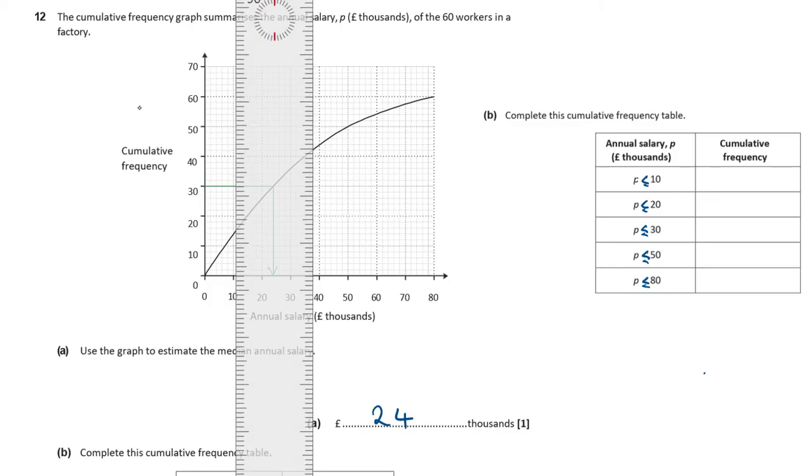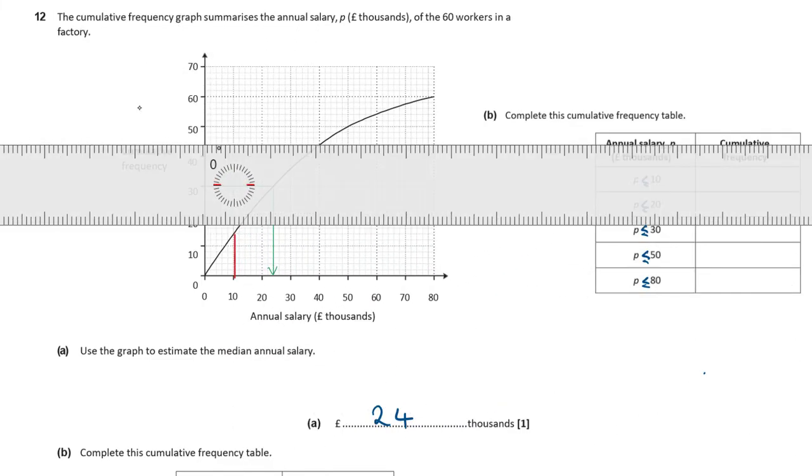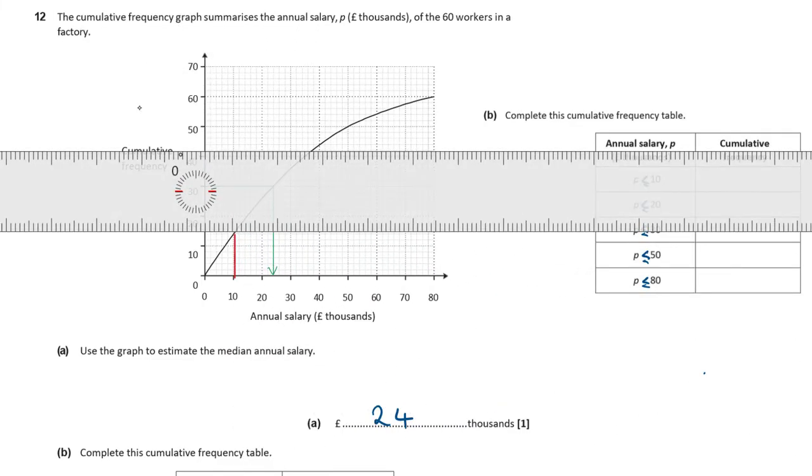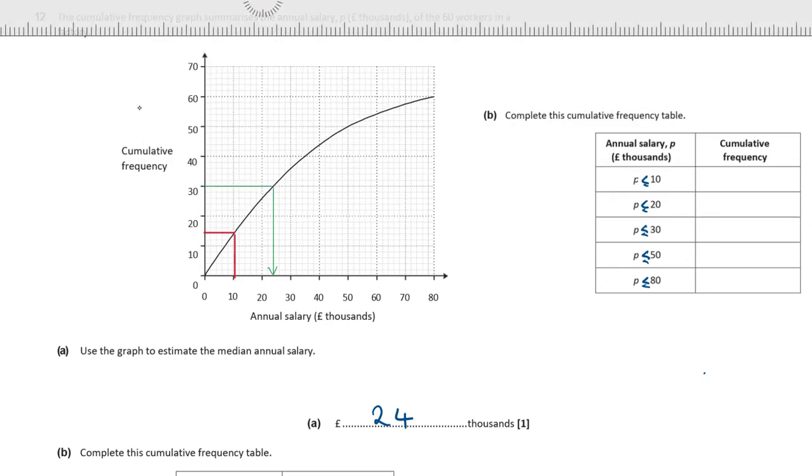So I'm going up from 10 until I hit the graph, and then I'm changing direction and I'm going across, so a bit like the opposite of what I was just doing for the median, reading it the other way. So I'm going to end up there. So again, each little square is worth 2 here, so that's going to be, let's say that's 14. So I'm going to say that's 14 in there.